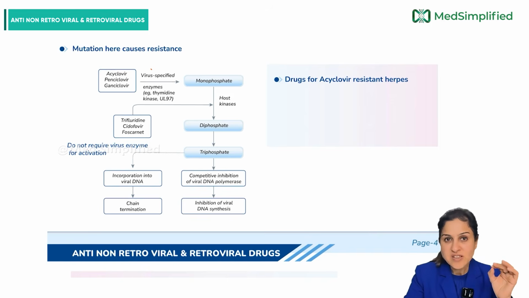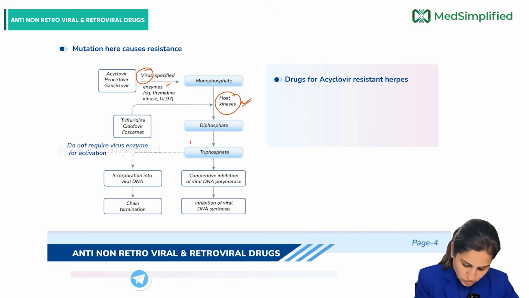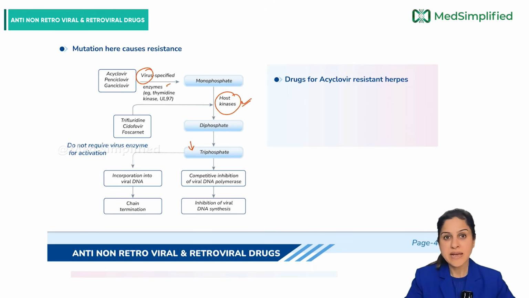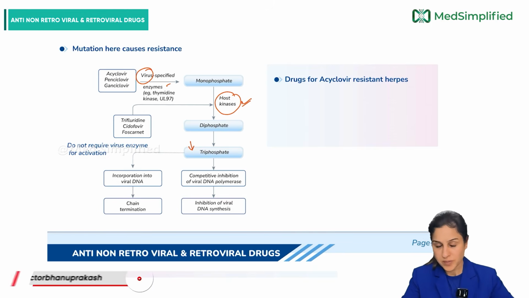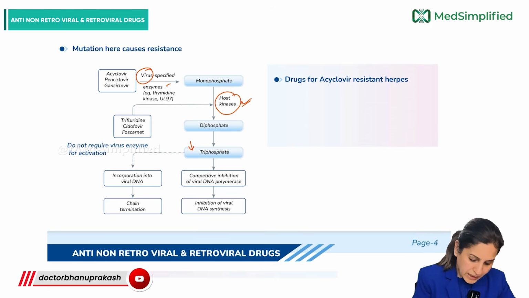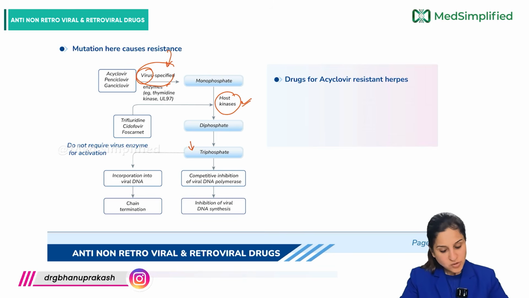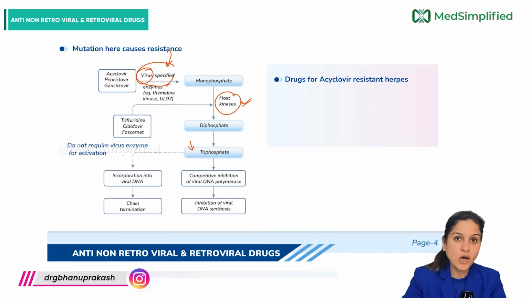Now, acyclovir needs activation in two steps, one in the virus and second in the host. So we have virus kinases and then the host kinases, which ultimately activate it to the triphosphate form. That's the ultimate active form. Resistance to these drugs occurs when there is a mutation in this particular step. The viruses will mutate and will not allow the drug to get converted into the monophosphate. In those cases, these drugs will not be effective.